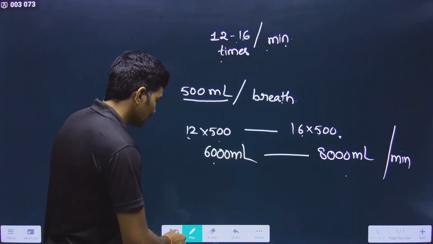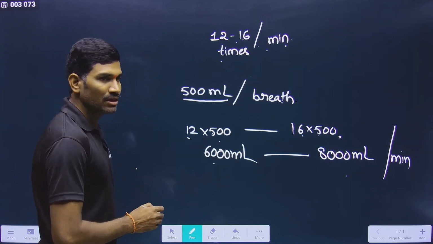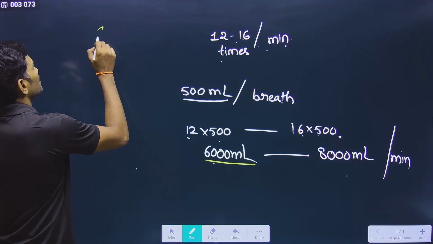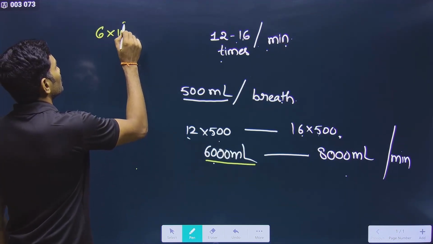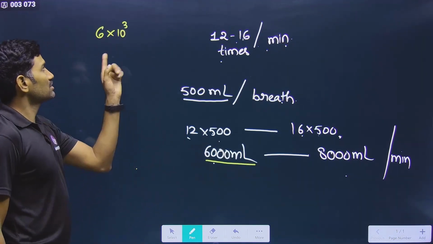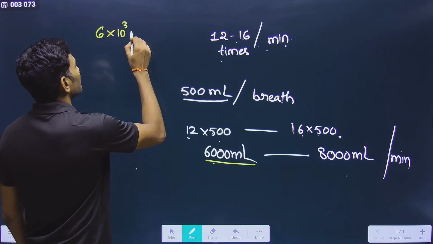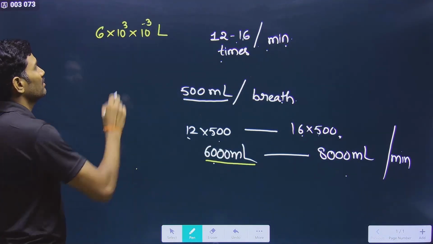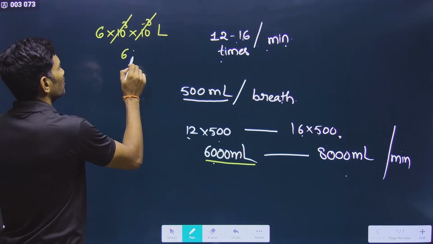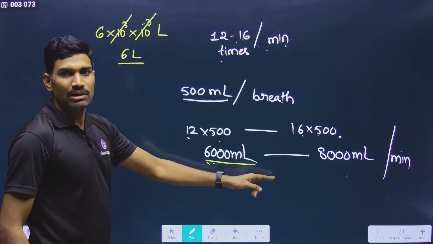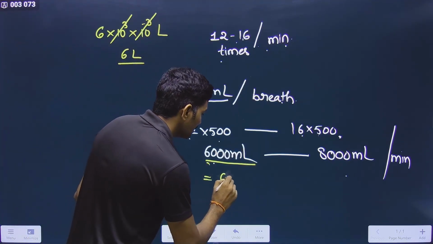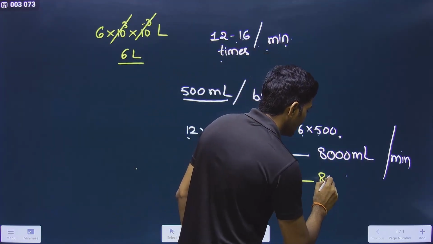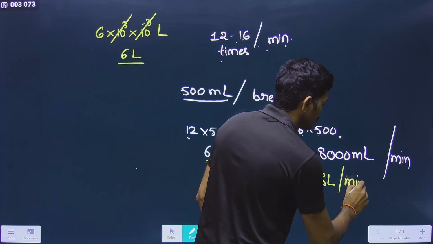Now the thing is, the same things they may ask in a different way. 6000 ml. I hope you know conversions. 6 into 1000, 6000, 6 into 10 to the power 3. Milliliter: what is the value of milli? 10 to the power minus 3, liter. Plus 3 minus 3 just cancel. So 6000 ml means nothing but 6 liter, and 8000 ml means 8 liter per minute. Like this also you can write.